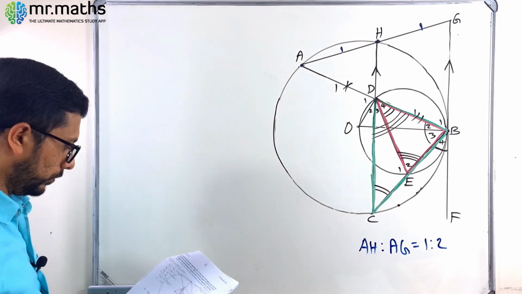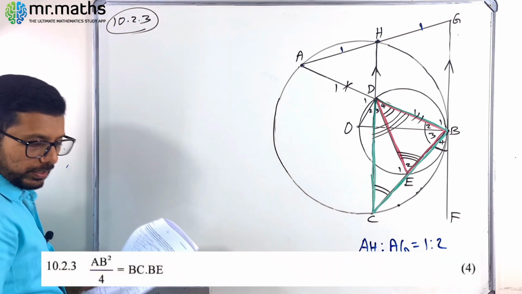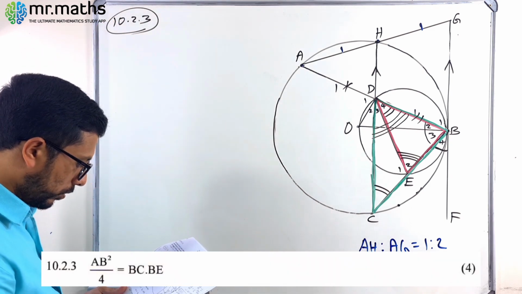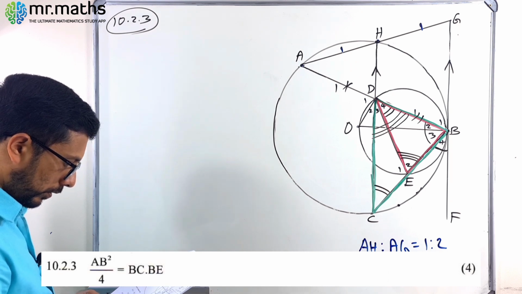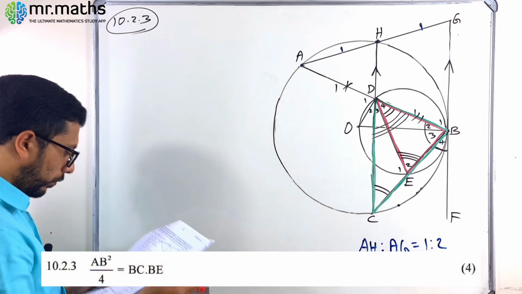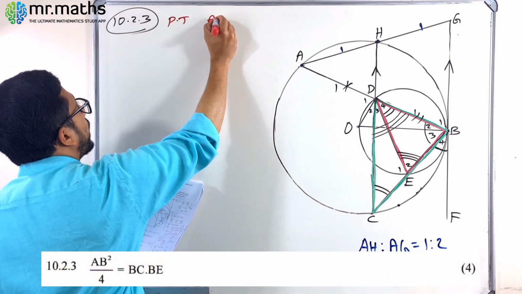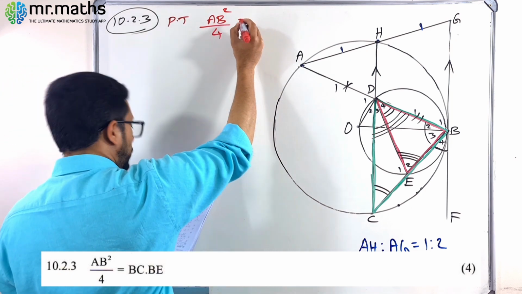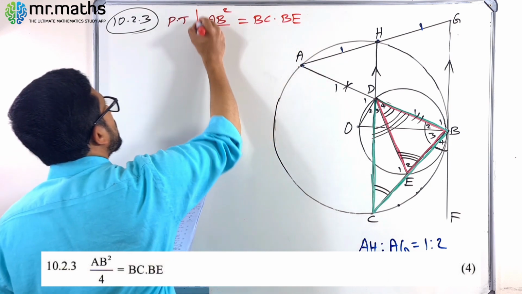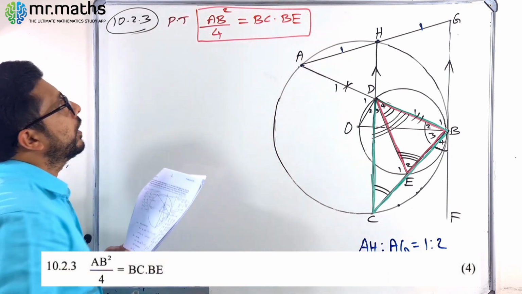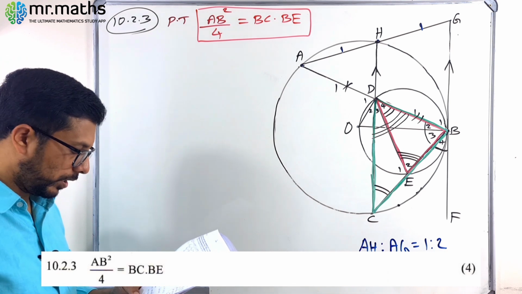10.2.3. Question number 10.2.3. What is that question? Prove that AB square divided by 4 is equal to BC times BE. So what do you have to prove? AB square divided by 4 is equal to BC times BE. This is what you want to prove.